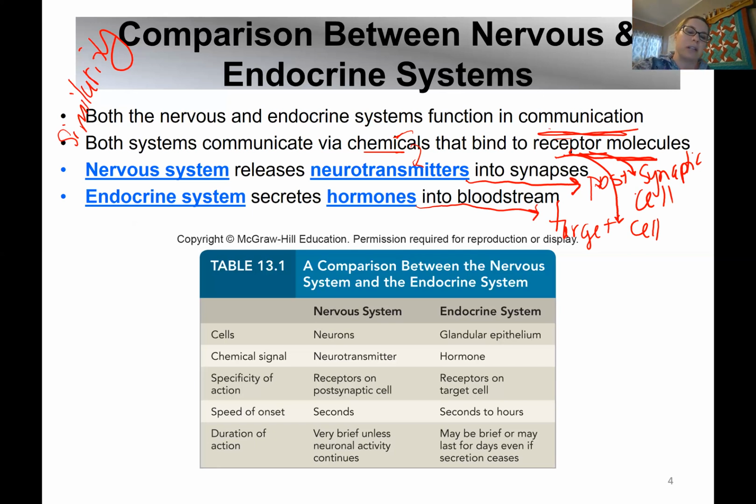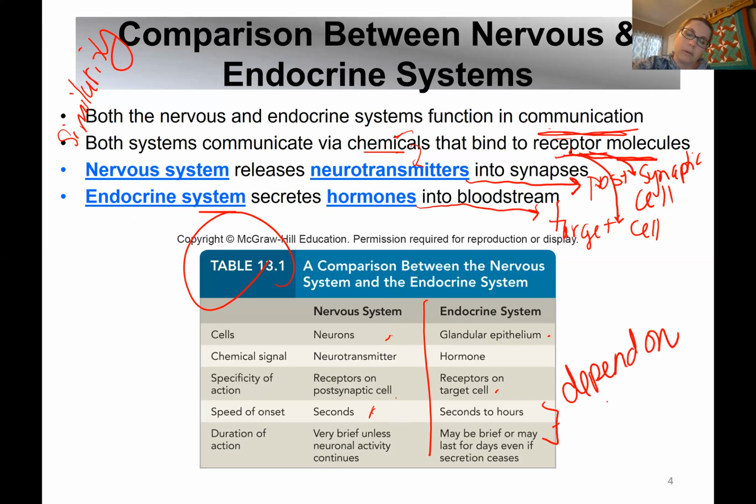Here's a really good table for that comparison for getting ready for the next test. I know you just took one, but you've got to be thinking ahead all the time. So, nervous system versus endocrine system: cells, neurons versus glandular epithelial cells; neurotransmitter versus hormone; postsynaptic cell versus target cell; speed, very quickly for the nervous system. And these here depend on the hormone and/or target cell.